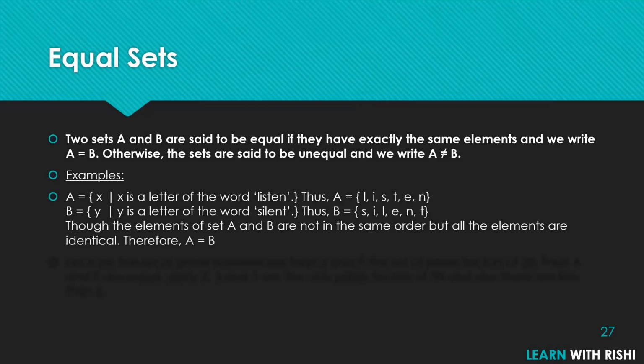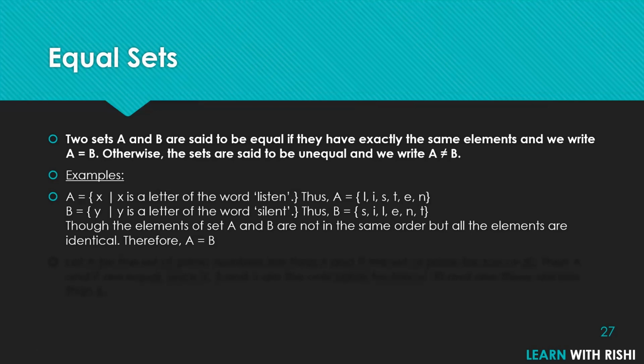For example, see the first set A. The set of all x such that x is a letter of the word listen. So x is nothing but a letter of the word listen. How many elements are there? L, I, S, T, E, N. So these 6 elements are there in the set A: L, I, S, T, E, N.